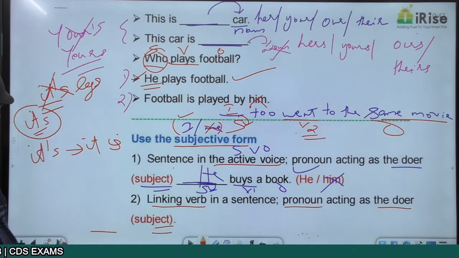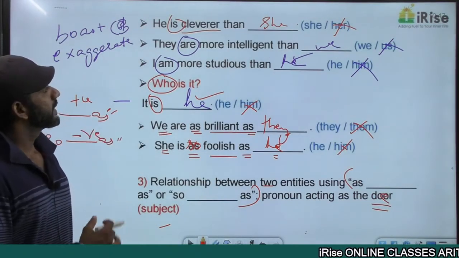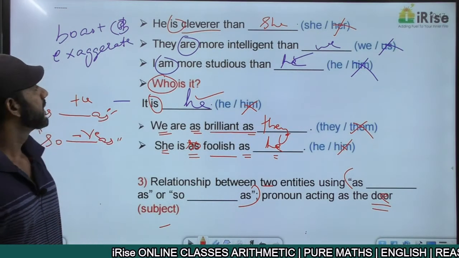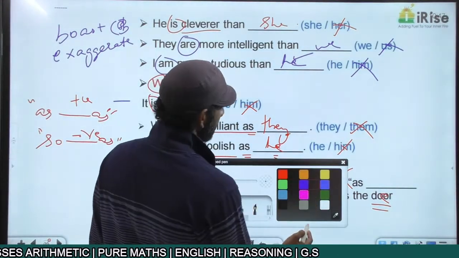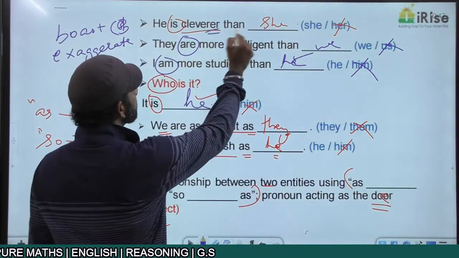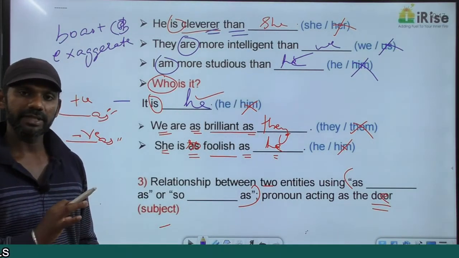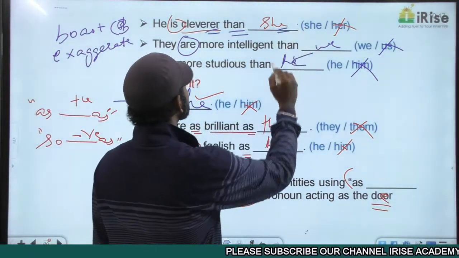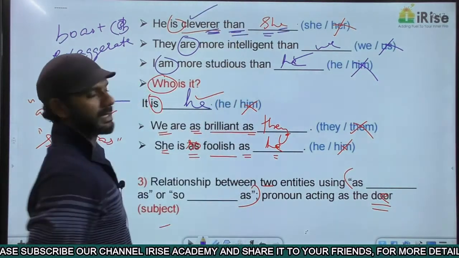Come to the examples I gave, the first rule in the subjective form, the second rule in the subjective form. Come to the first one. He is cleverer than dash. The answer is she, I said. Cleverer is an ER word, and ER words will be followed by than. So cleverer than is correct. And if it is than, the pronoun must be in the subjective form. She is subjective. So ER word than subjective pronoun, grammatically correct.